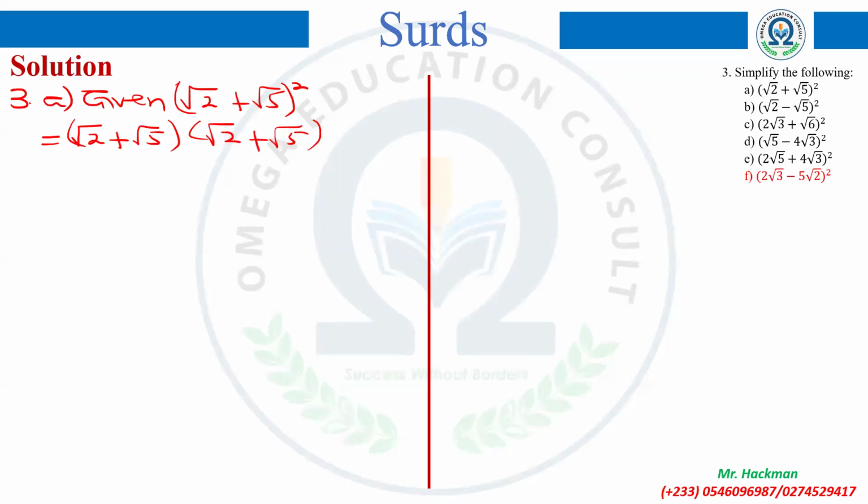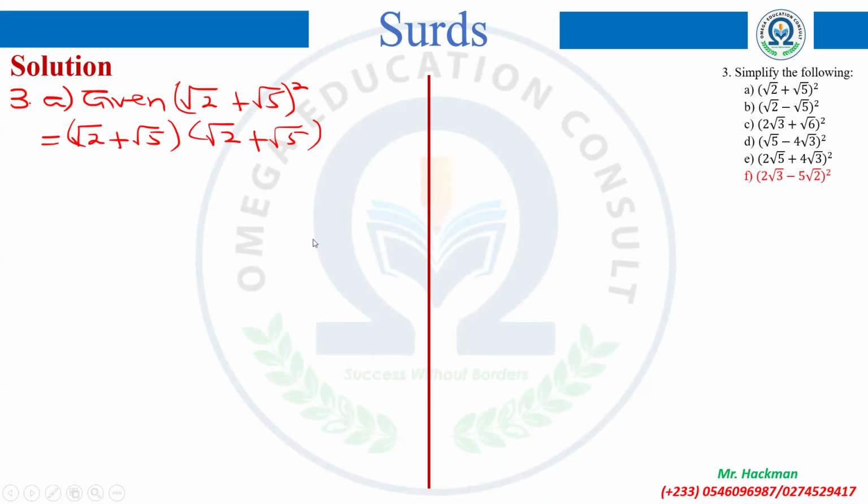Do you agree? Yes. Okay, please take note. It will not be root of 2 plus root of 5 and then you come and change the sign here. It's not a difference of two squares, so don't change any sign. Anytime you have a quantity squared, it means the quantity is multiplying itself twice. So you just repeat the quantity. You don't change anything there. What you write here is exactly what you should write here.